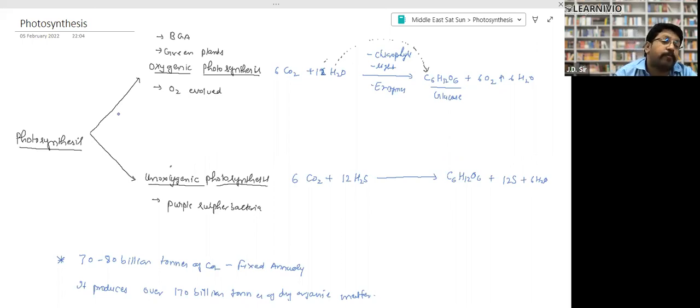Oxygen is a byproduct of photosynthesis. Look, glucose is the product, oxygen is the byproduct. Then what is the water? Both these questions I have been asked. What is the water in the reaction of photosynthesis?